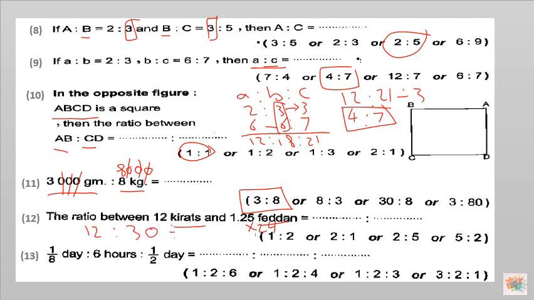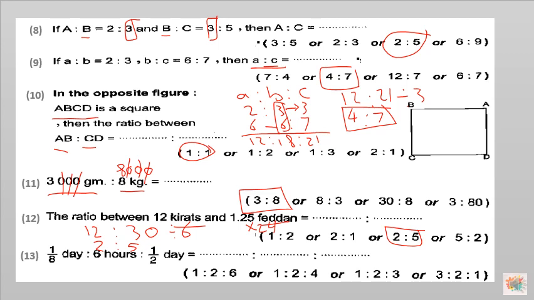For example, we can make divided by 6. So 12 divided 6 equals 2. 30 divided 6 equals 5. So the answer will be 2 to 5. The next question.